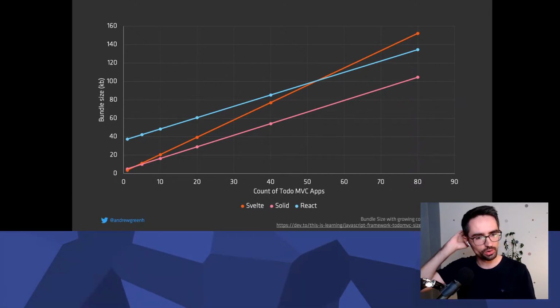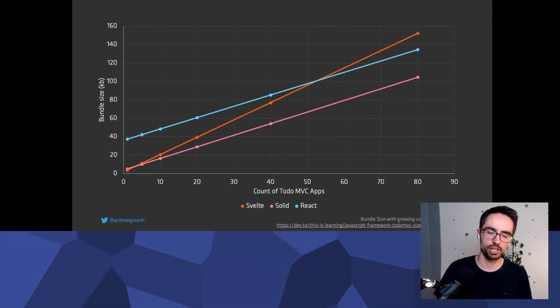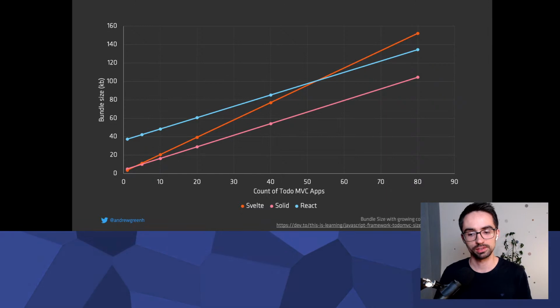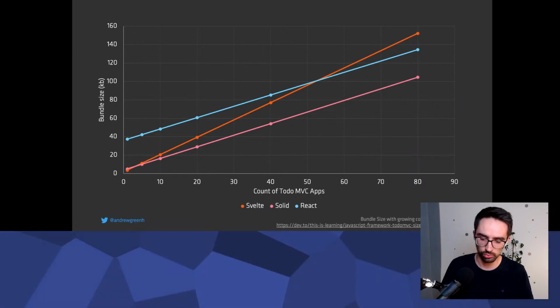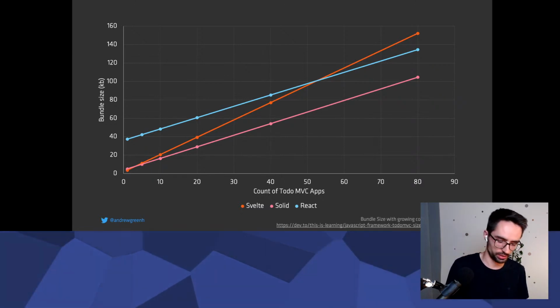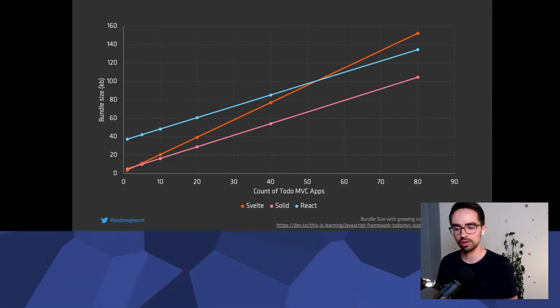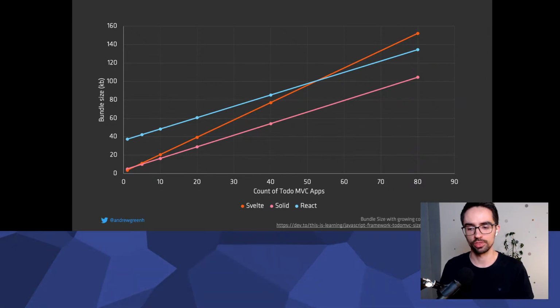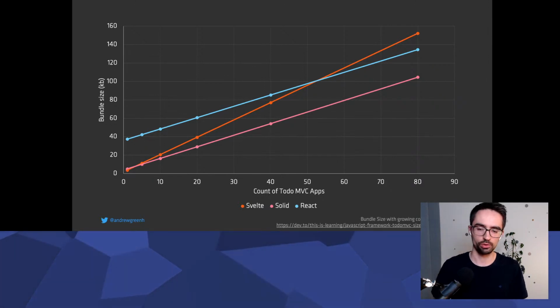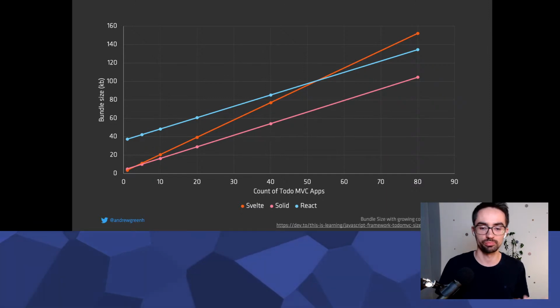On this chart, you can see on the left the total bundle size of an application on the y-axis, and on the x-axis, you can see the count of to-do applications that are bundled inside of one large bundle. This is to simulate an application that gets larger and larger with idiomatic components in the framework. So this example is just taking the official to-do MVC implementation of the given framework and bundling that 10 times, 20 times, 30 times, etc.